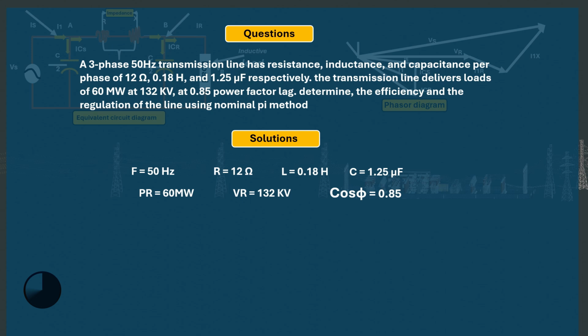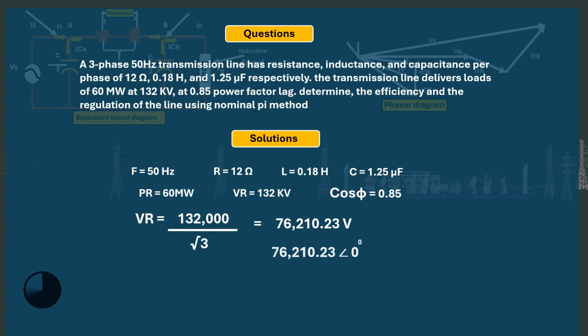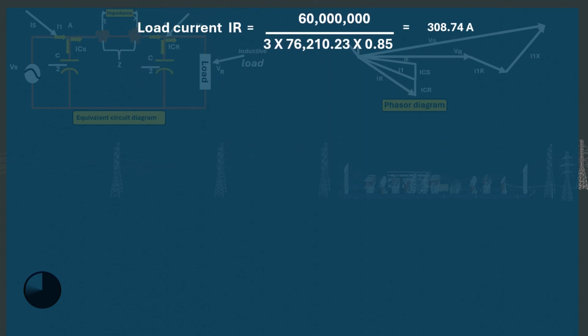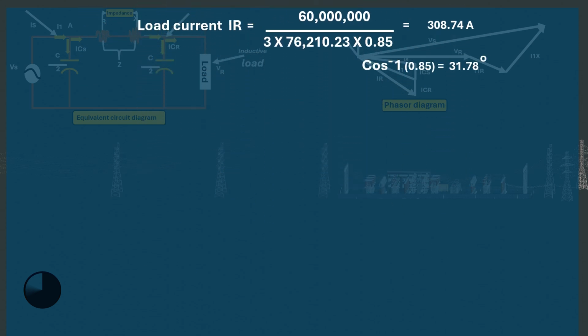Now we can analyze. The receiving end voltage VR is equal to 132,000 divided by root 3. This is equal to 76,210.23 volts at an angle of 0 degrees. For the load current IR, this will equal 60 megawatts divided by 3 multiplied by 76,210.23 volts multiplied by the power factor, which is 0.85. This will equal 308.74 amperes. In order to determine our phase angle, we'll use the cos inverse of the power factor, so our current will be 308.74 amperes at an angle of minus 31.78 degrees.